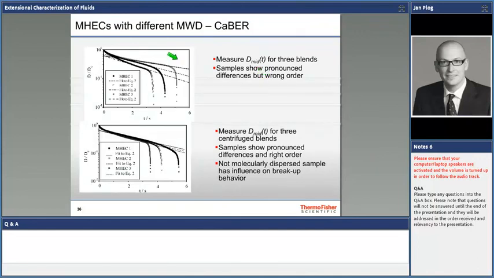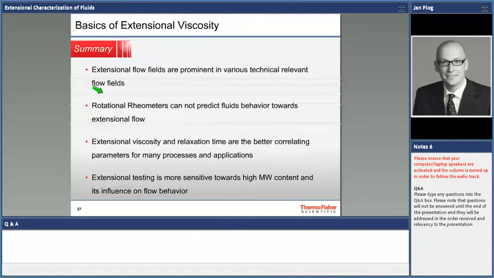Whereas when we look into the CaBER experiment, we see huge differences. We see very distinct differences in the breakup behavior here, and those will then translate into much more pronounced differences in the extensional viscosity and also the extensional relaxation times, which can then be used to actually mimic that process. Okay, so with that, I want to go into this summary already.